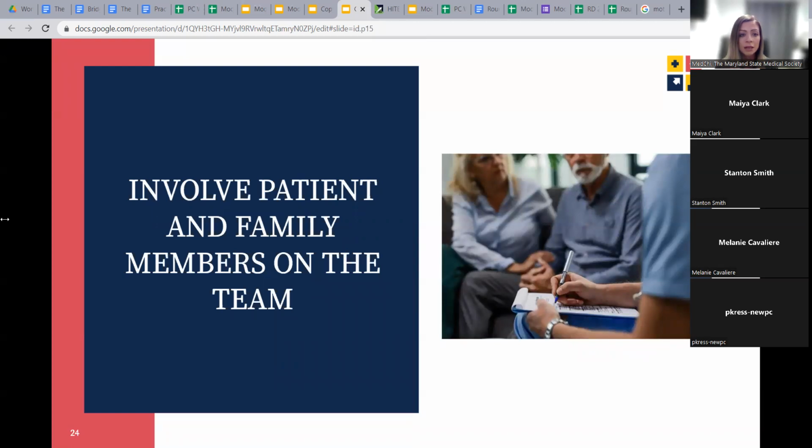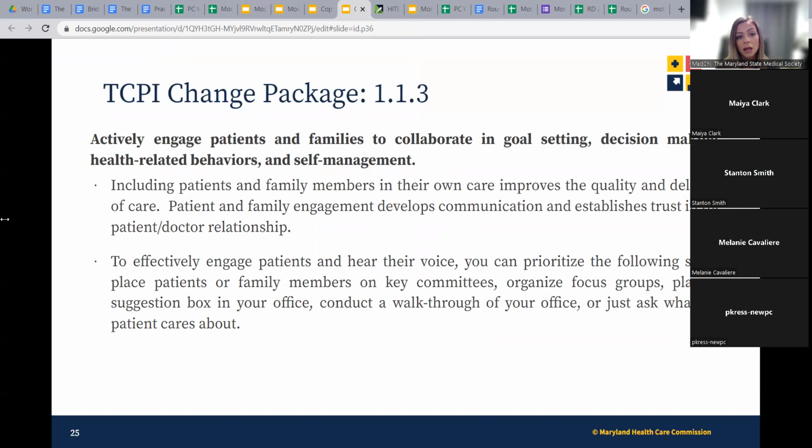And next, we will talk about involving patient and family members on the team. Actively engage patients and families to collaborate in goal-setting, decision-making, health-related behaviors, and self-management. Including patients and family members in their care improves the quality and delivery of care. Patient and family engagement develops communication and establishes trust in the patient-doctor relationship. To effectively engage and hear patients, you can include them on key committees, organize focus groups, include a suggestion box in the office, conduct walkthroughs, and ask the patient what they care about or about any concerns that they may have.